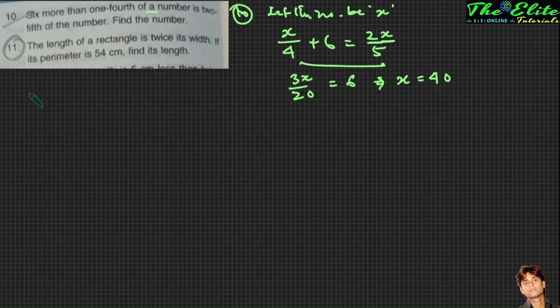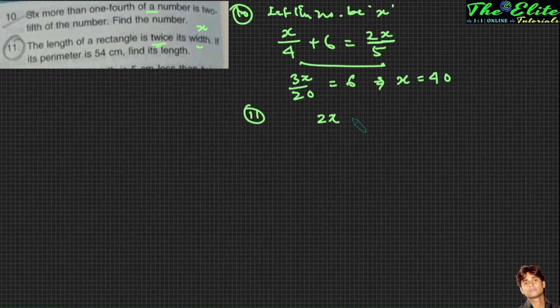I cannot write everything in detail because lots of questions are there and you have to be a little smart. The length of a rectangle is twice its width. Very easy. You have to assume the width as x, so the length will naturally be 2x according to the question, twice. If its perimeter is this, find its length.